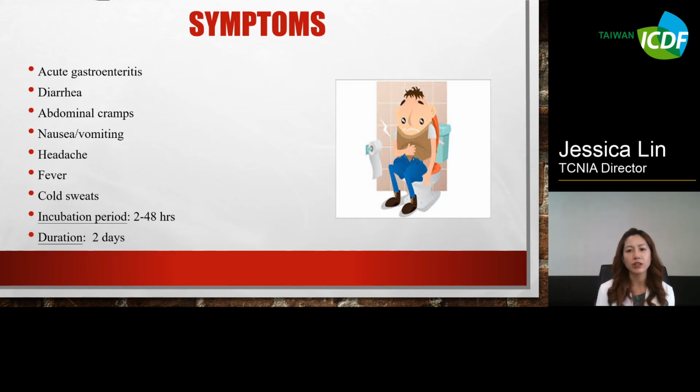The duration of this food poisoning is 2 days, so it usually takes about 2 days to get over with. It's considered a quick recovery time for most people, because some other food poisoning incidents may take longer to recover from.